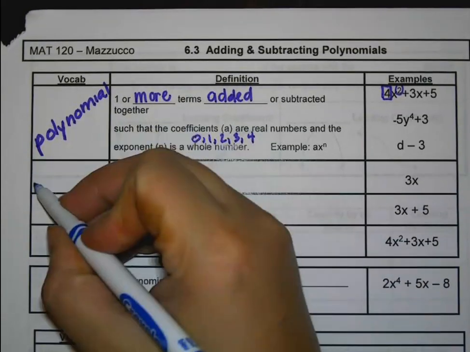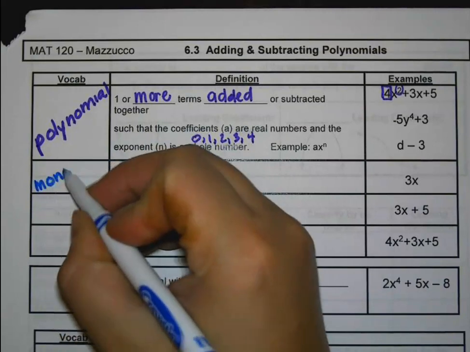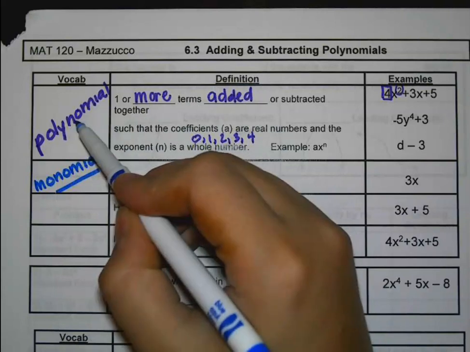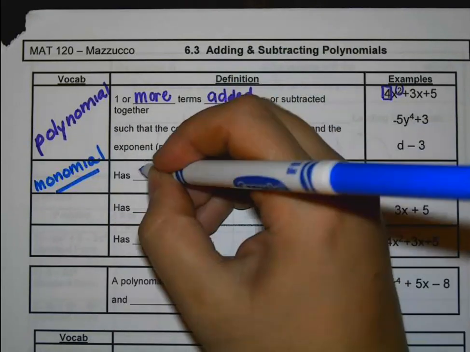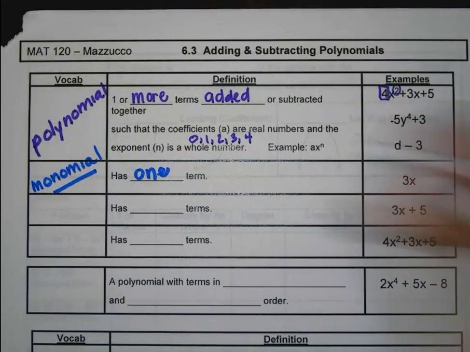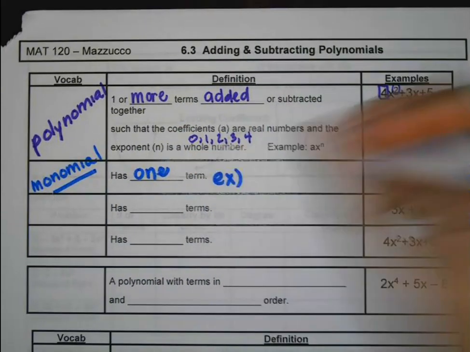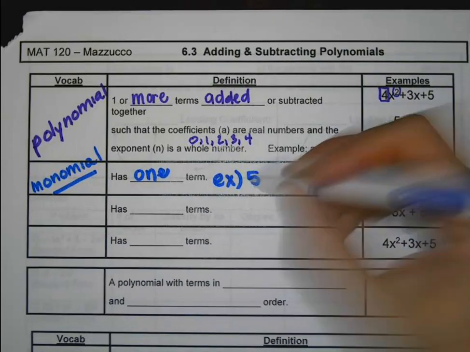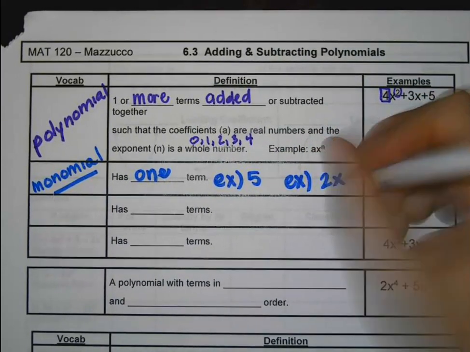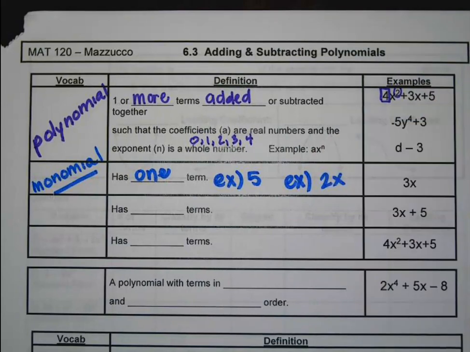So the next word is called a monomial. A monomial is a polynomial that's just all by itself. It has one term. So here's an example right here. Another example would be 5. Another example would be 2x. It's just all by itself. It's called a monomial.